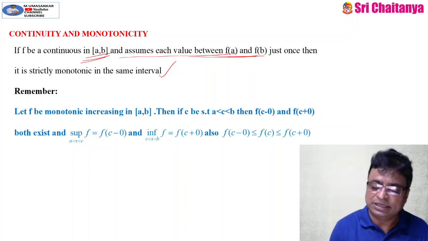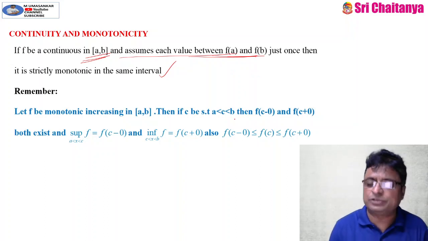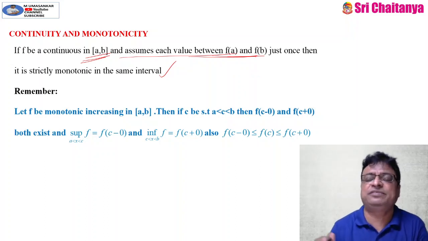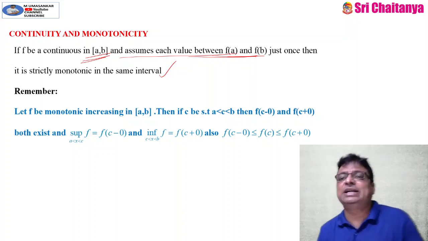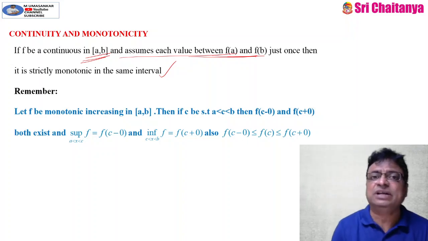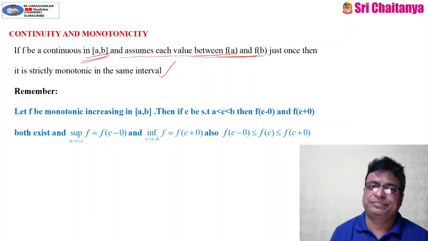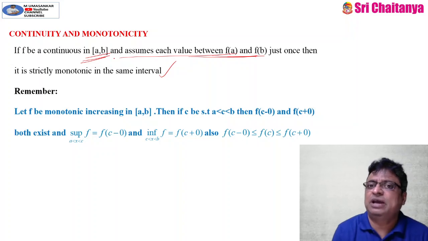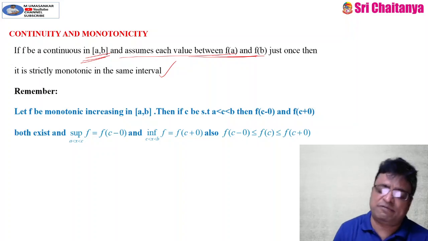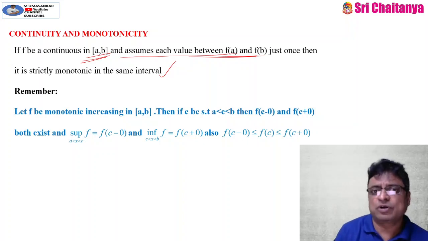That means if there exists alpha comma beta in closed interval AB such that f of alpha is equal to capital M and f of beta is equal to small m, where small m and capital M are what? Greatest and least values. That is the meaning of continuity and monotonicity of the function defined in closed interval AB. Once again, if f is continuous in closed interval AB and assumes every value between f of A and f of B just once, then it is strictly monotonic in that interval.